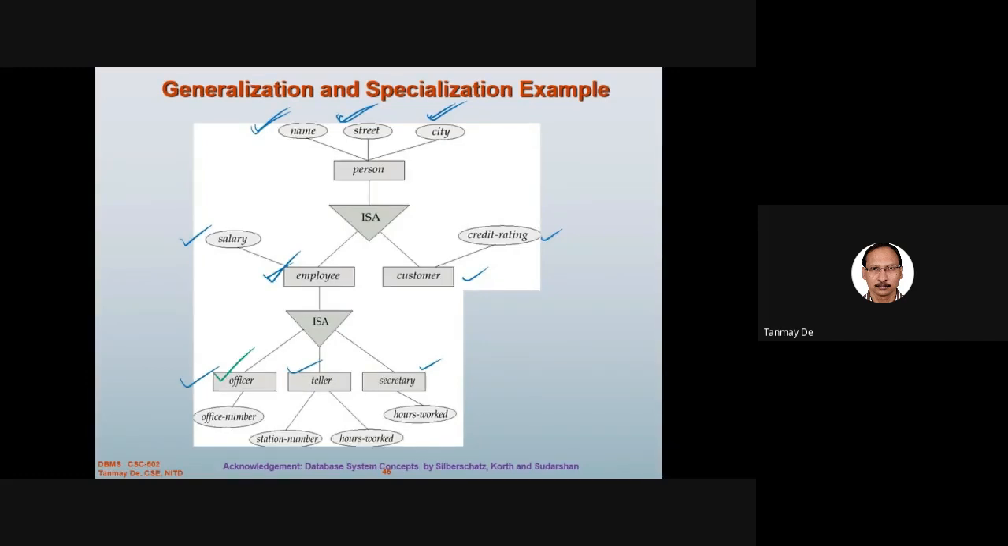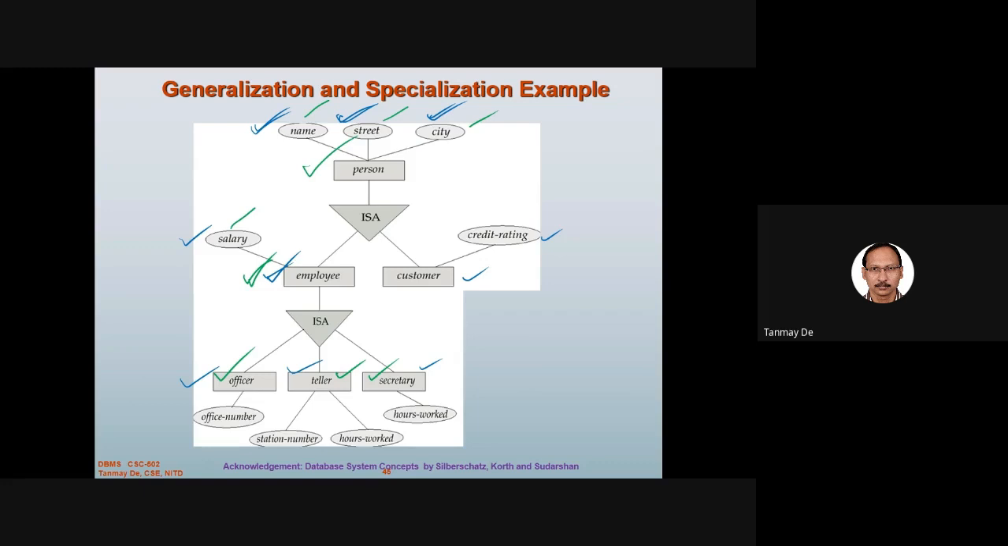You can see this officer, teller, and secretary. These three entity sets have common features. These common features actually come from the employee. What are the features of the employee? Salary, as well as the features of the person here. So the officer, teller, and secretary have the common features: salary, name, street, and city.